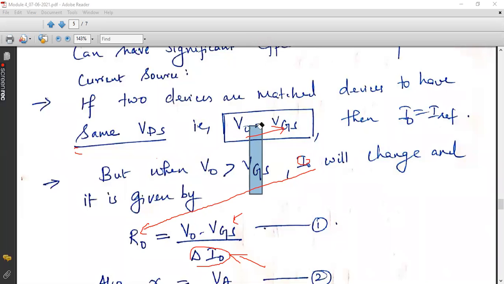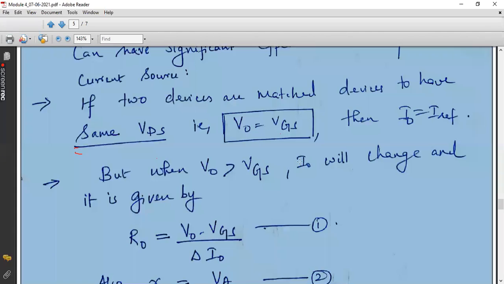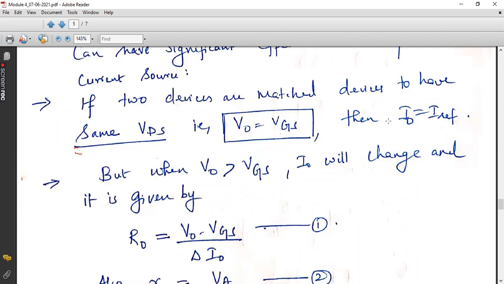Any doubts? So what I meant is, if you are maintaining two matched transistors, then your output will be equal to VGS theoretically, and accordingly I naught will be equal to I reference. But due to some critical situations, if V naught is not equal to VGS, even though you use matched transistors, then correspondingly you can expect a change in your output current. So that output voltage change divided by output current change can be modeled as a fixed resistance called output resistance capital R0, which is defined by the equation R0 is equal to V naught minus VGS divided by delta I0.